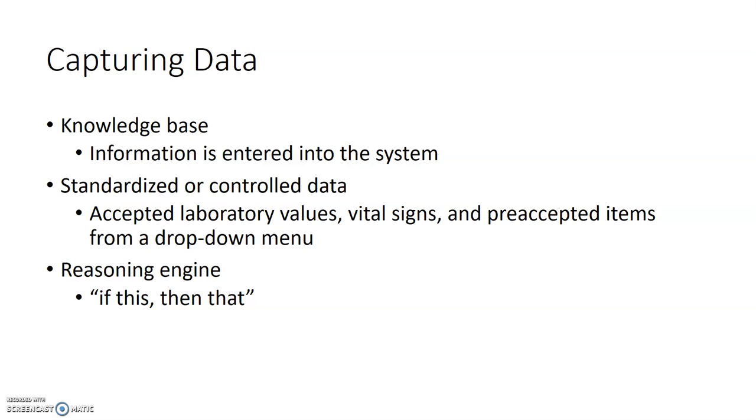For most clinical decision support systems, information is entered into the system. This information may be demographic information about the patient, their vital signs, medications, or interventions. The system has a preset group of accepted values for laboratory findings, vital signs, or other items that may be selected from a drop-down menu.